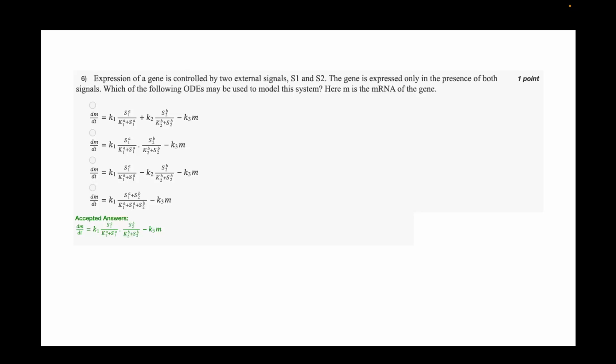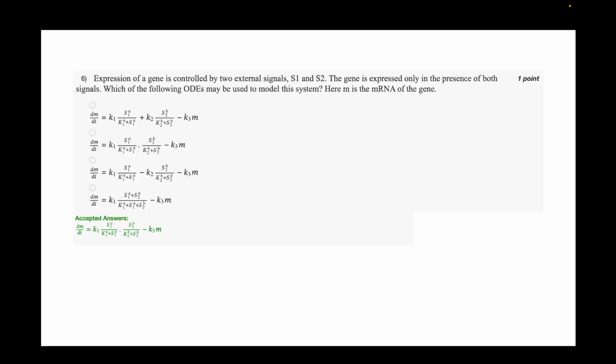So the reason is, the question says that the gene is expressed only in the presence of both the signals, right? So what it means is when either of S1 or S2 is 0, not both, even if one of them is 0, the rate of production must be 0. So in all these equations, the first term is the rate of production, and minus K3M in all is the rate of degradation, right?